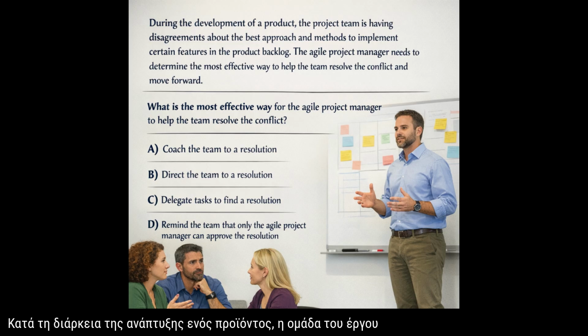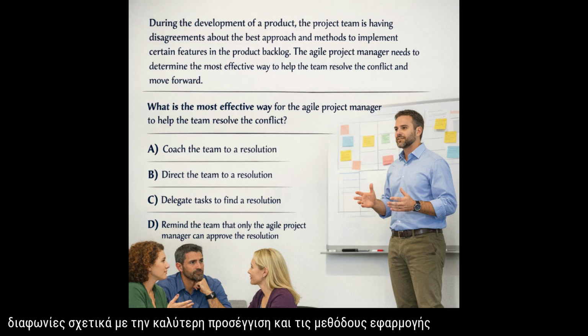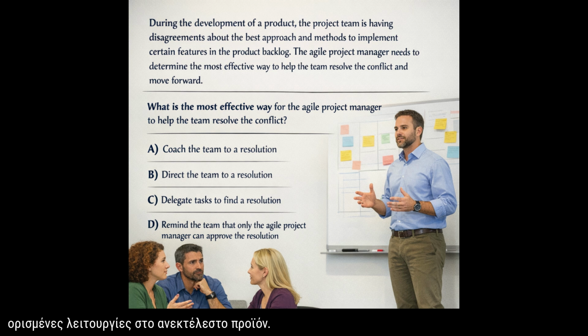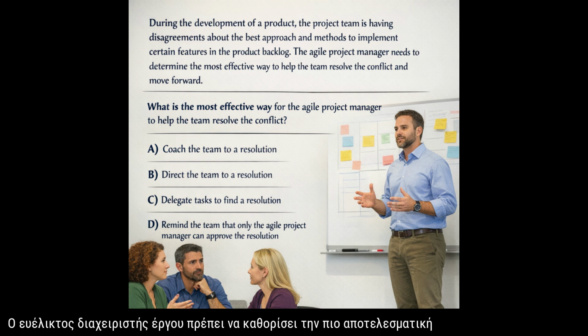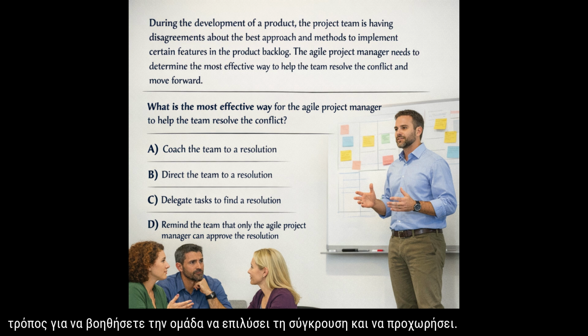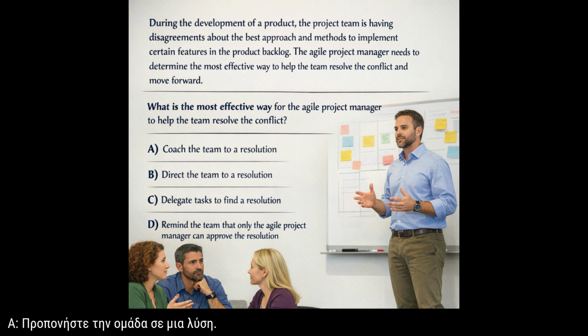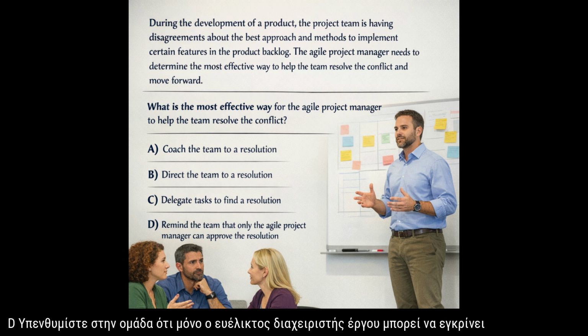During the development of a product, the project team is having disagreements about the best approach and methods to implement certain features in the product backlog. The Agile project manager needs to determine the most effective way to help the team resolve the conflict and move forward. A. Coach the team to a resolution. B. Direct the team to a resolution. C. Delegate tasks to find a resolution. D. Remind the team that only the Agile project manager can approve the resolution.